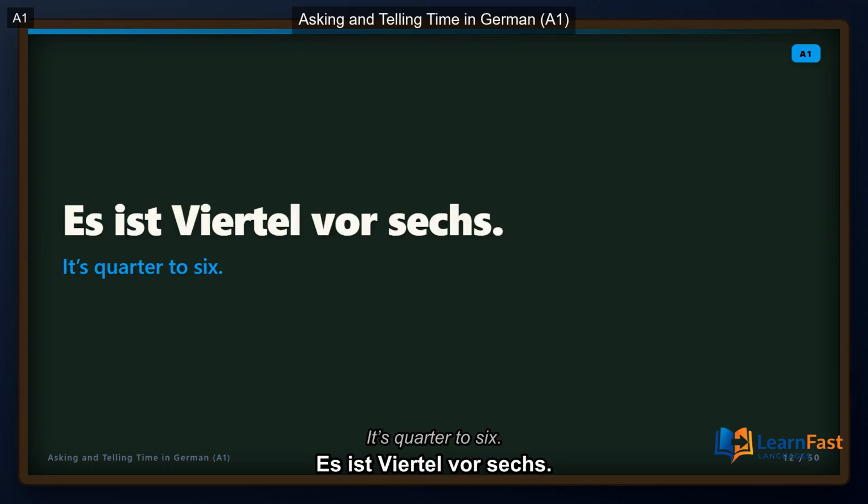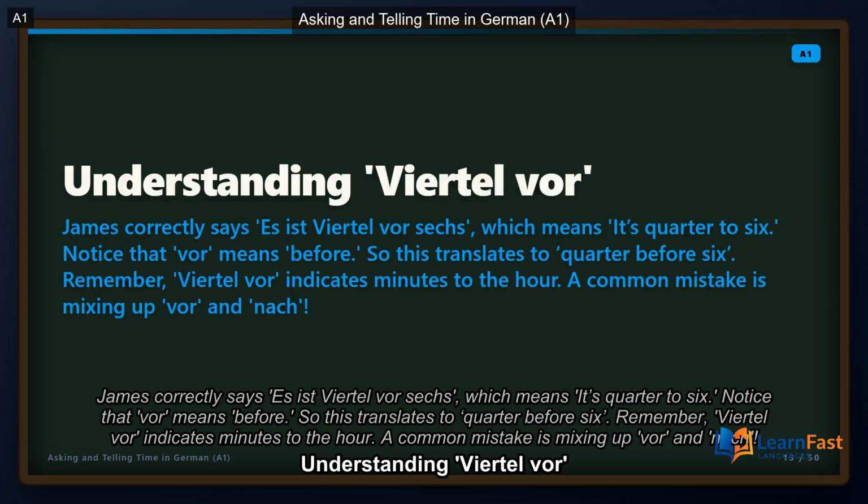Es ist Viertel vor sechs. James correctly says, Es ist Viertel vor sechs, which means it's 5:45. Notice that vor means before. Remember, Viertel vor indicates minutes to the hour. A common mistake is mixing up vor and nach.